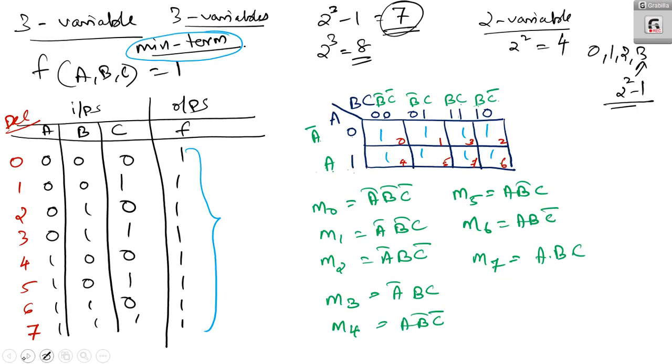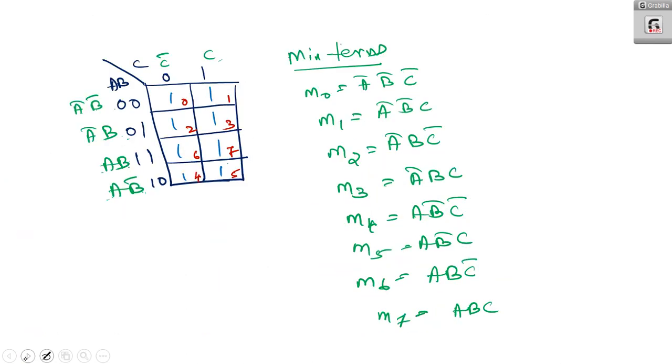In the next lecture, that is lecture number 31, we will be dealing with four variable K-map and an introduction to five variable K-map. Okay, thank you.